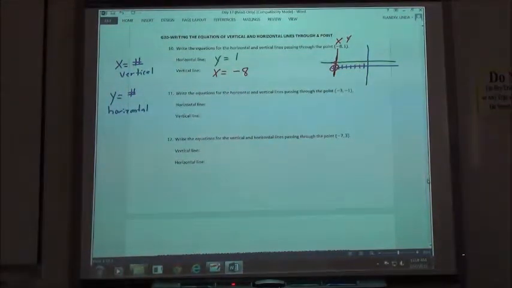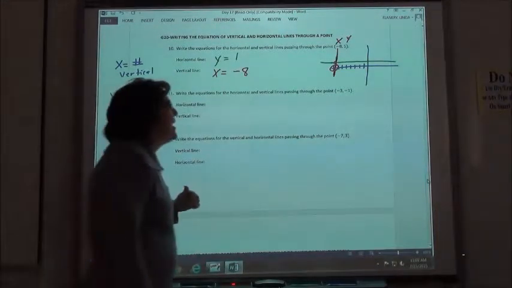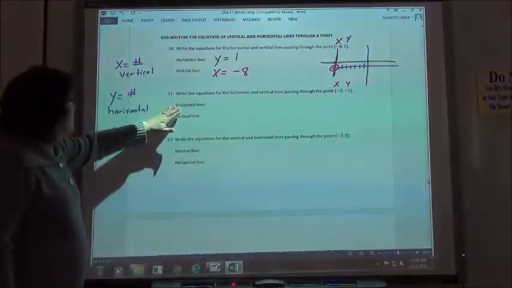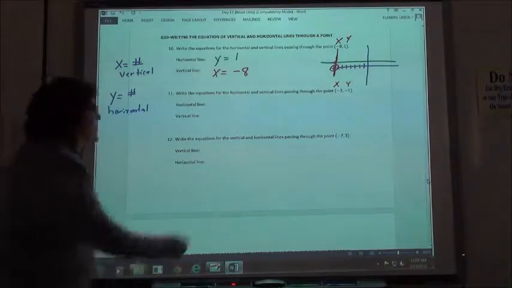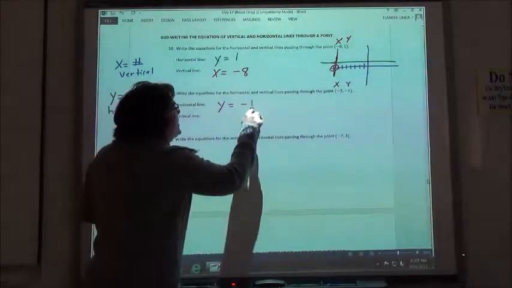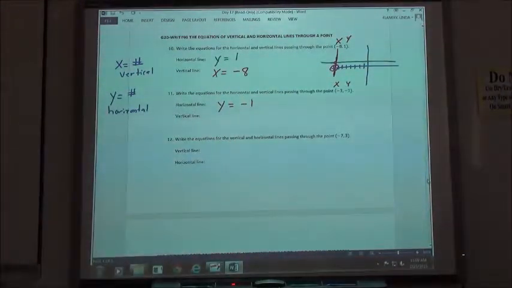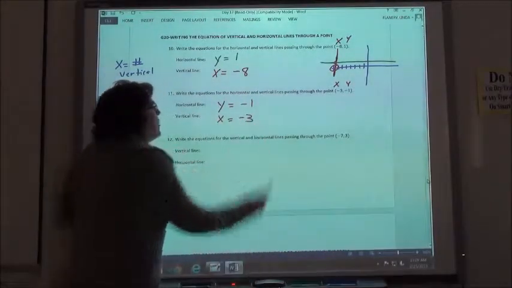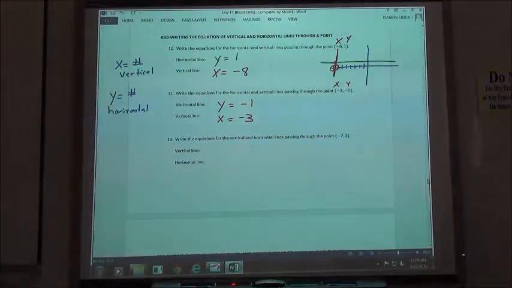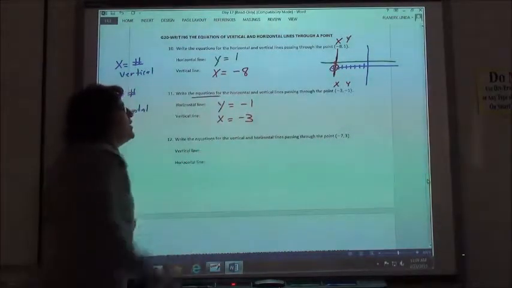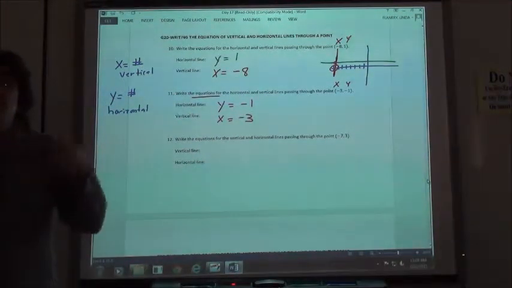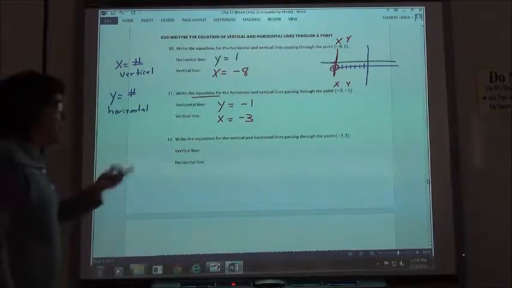So number 11, it says write the equation for the horizontal and vertical lines passing through the point (-3, -1). I know this is my x and this is my y. Horizontal lines always are y equals. Well, the y value of that point is negative 1. Vertical lines always have to start x equals. X equals negative 3. Now, keep in mind, it does say write the equation. So if you just put in negative 1 and negative 3, it's going to count it wrong. You have to have the y equals and the x equals because it makes a difference.